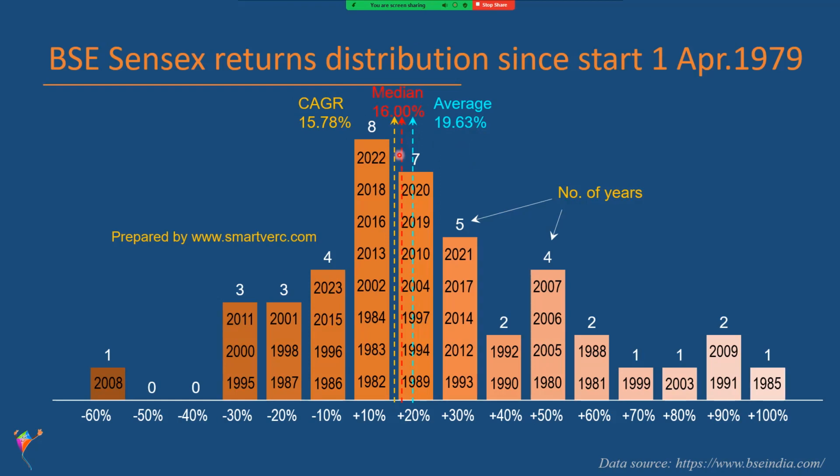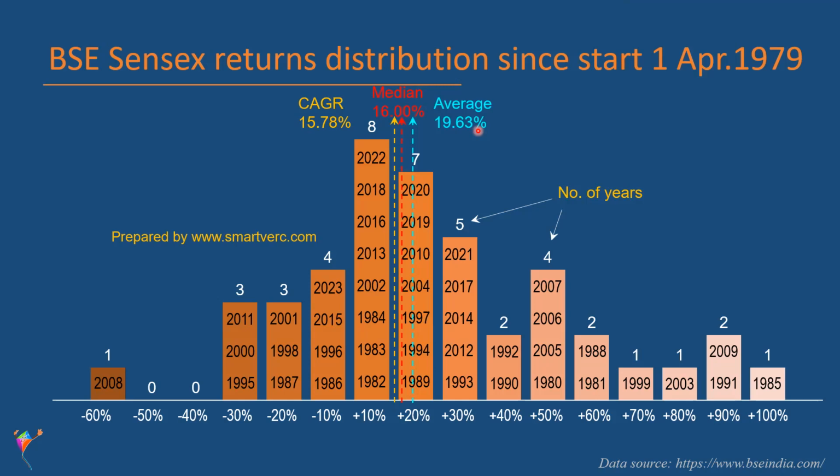Median means the extreme loss and the extreme profit and the middle reading. Why am I showing you all these things? Why median and average? Because I am trying to correlate the formation of this chart with the normal distribution curve.